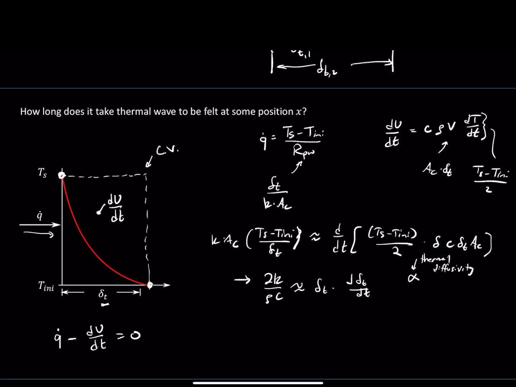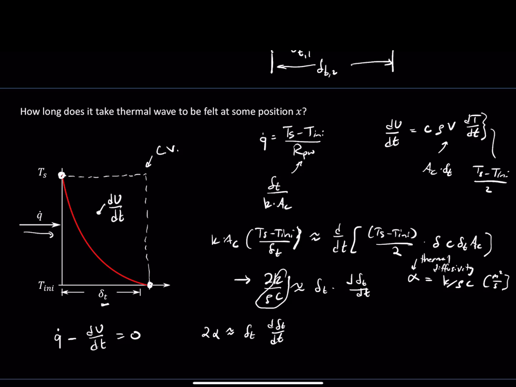Alpha is defined as K over rho times C, and it has units of meters squared per second. So with this definition of alpha, we can just rewrite the equation, taking this K over rho C and putting it on one side. So we use alpha for this term right here. This gives us 2 alpha is approximately equal to delta T, d delta T dt. So let's bring the dt here.